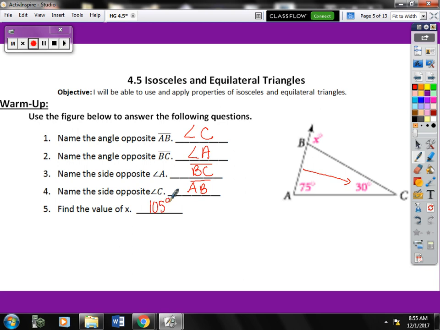Okay, obviously you could find out what this angle is, 75, and then use a linear pair. But you also could use the triangle exterior angle theorem, which says the exterior angle equals the sum of the two remote interior angles. So this angle would have to equal the sum of those two angles. And that was a little bit faster, just 75 plus 30. Okay, but you also could have used triangle sum and then linear pair, 2 steps.